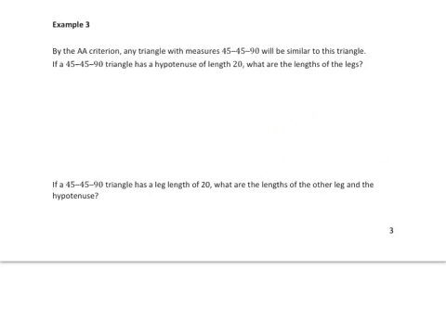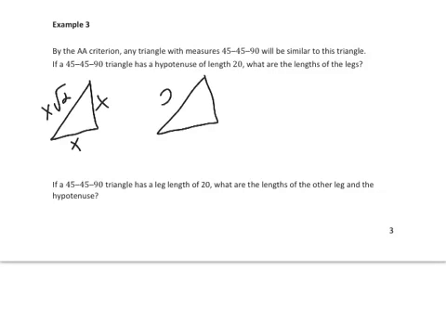So let's solve using those ratios. If I have a hypotenuse length of 20, I want to find the lengths of the legs. So remember, our standard form is x, x, x radical 2, and now what I have is 20. So 20 is going to be equal to x radical 2, which means I want to solve for x. 20 is equal to x radical 2. Divide by radical 2. I get 20 over radical 2 is equal to x.